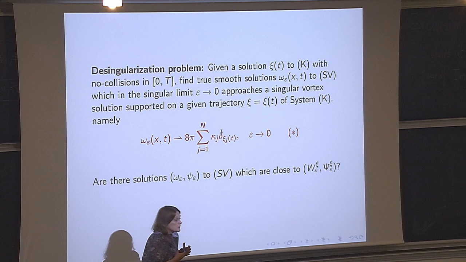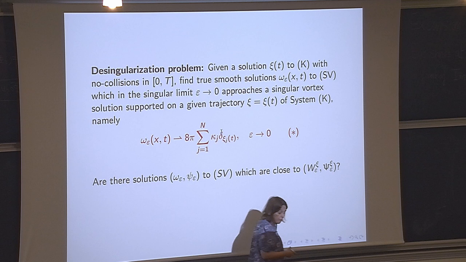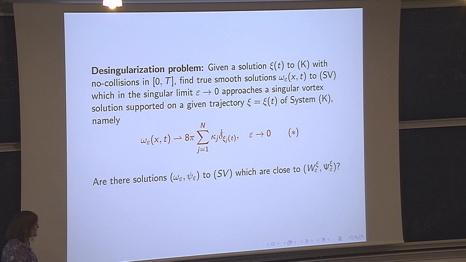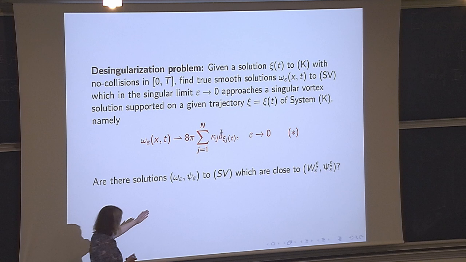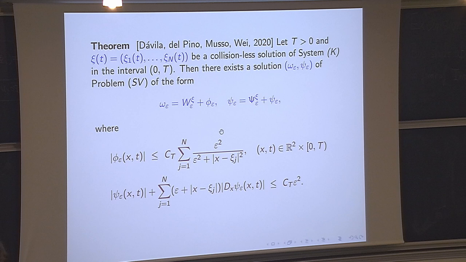A more specific question is, given what I introduced before, the sum of those very special concentrated vorticities, is it possible to have control on a solution of the Euler equation that keeps close to what I described before? And this is possible, all right? This is something that we did with Juncheng Wei in 2020. And so if you have a finite interval of time, zero to capital T, on which your points do not collide, then there is a solution to the Euler equation with this form.